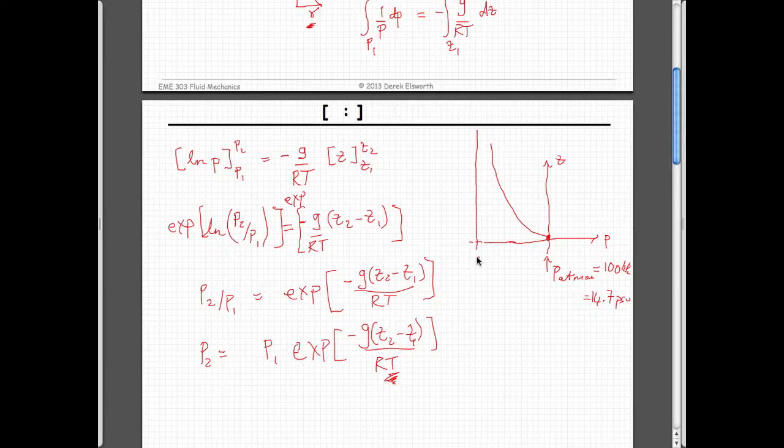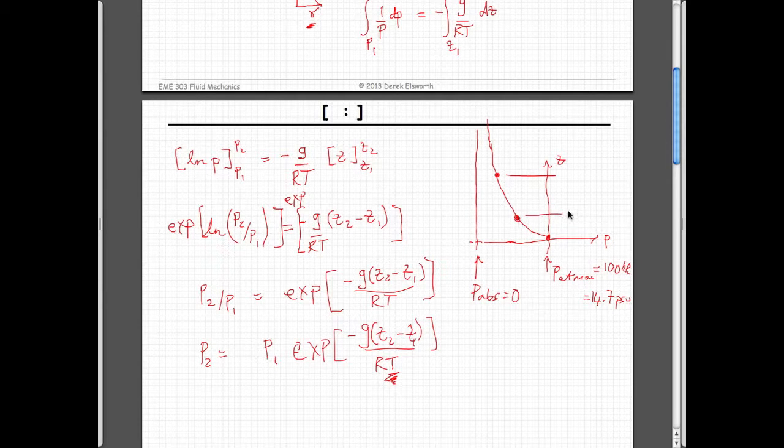And the absolute pressure. Absolute pressure is equal to 0 here. And atmospheric pressure in terms of absolute pressure is equal to 100 kPa. And so we know that by the time we're in space, we're in a true vacuum, so this must asymptote to this number here.